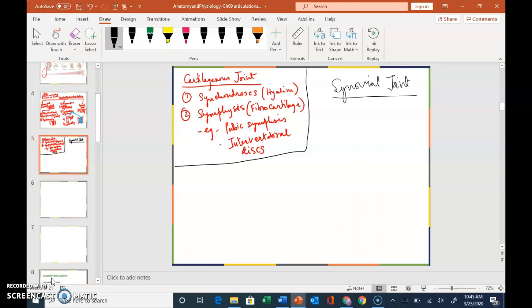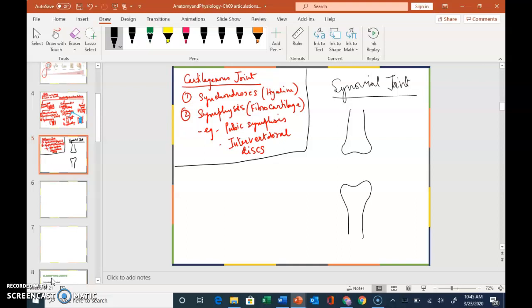Now, we will look at the anatomy of a particular synovial joint first before we talk about the different types of synovial joints. So what do we know so far? We know that a synovial joint is a fluid-filled joint. So in between the two articulating bones, there is a fluid-filled cavity. So let's draw this out. We have one bone, and then this is another bone.